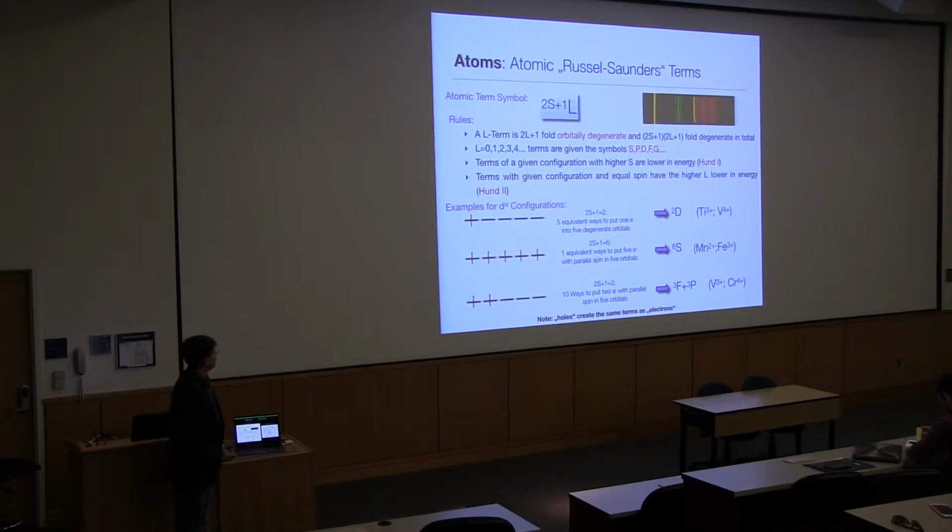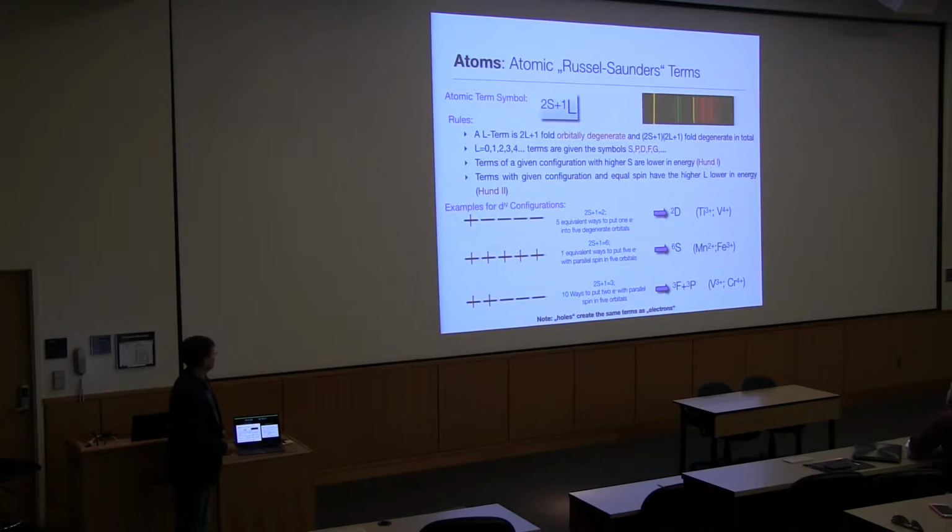And of course, you all know Hund's rules. A given term with total angular momentum L is 2L plus 1-fold orbitally degenerate, and 2S plus 1 times 2L plus 1-fold totally degenerate. And for historic reasons, and only historic reasons, there is nothing to understand about it, states with L equals 0, 1, 2, 3 are given the symbols S, P, D, F, G, etc.